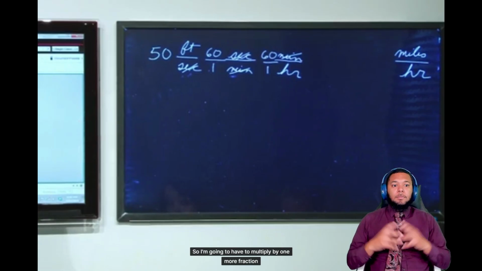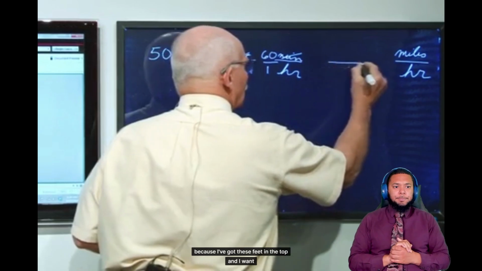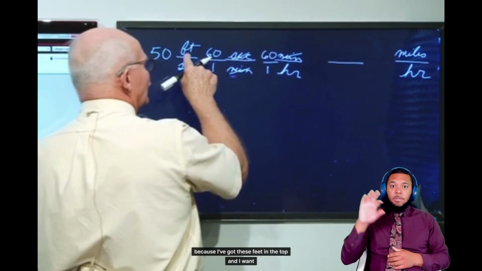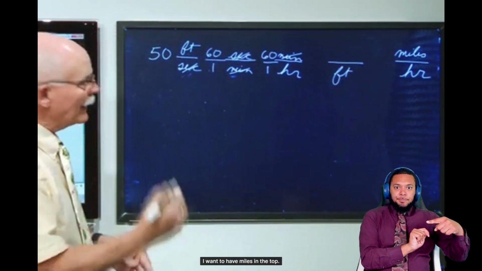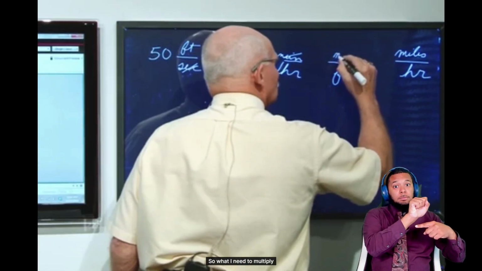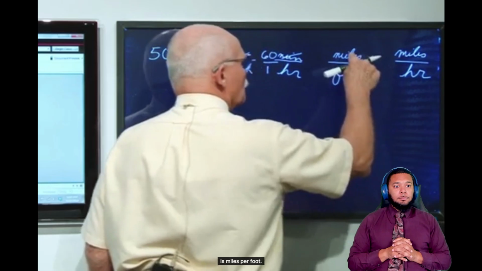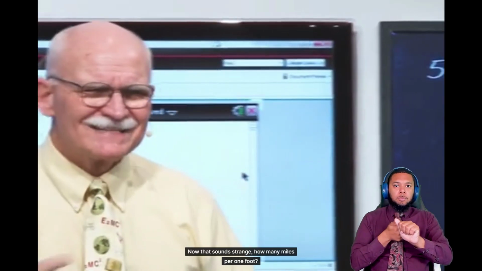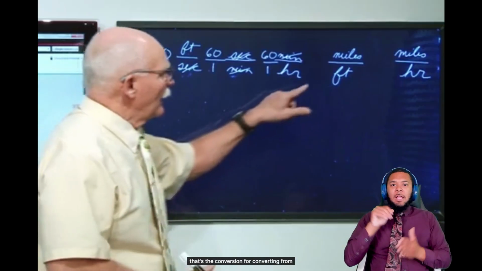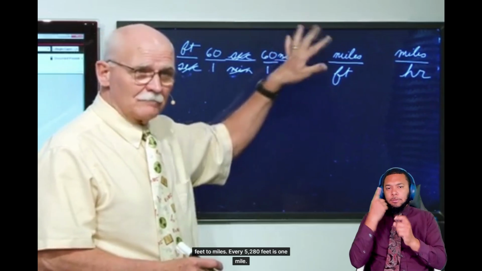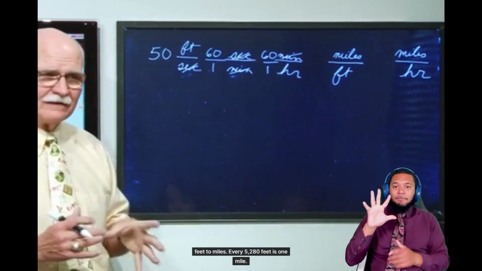So I'm going to have to multiply by one more fraction because I've got these feet in the top and I want to get rid of them, so I'd like to have feet in the bottom. Okay? I want to have miles in the top, so what I need to multiply is miles per foot. Okay? Now that sounds strange, how many miles per 1 foot? But I'm from Colorado, and we know that Denver is the mile-high city because its altitude is 5,280 feet. So that's the conversion for converting from feet to miles. Every 5,280 feet is 1 mile.